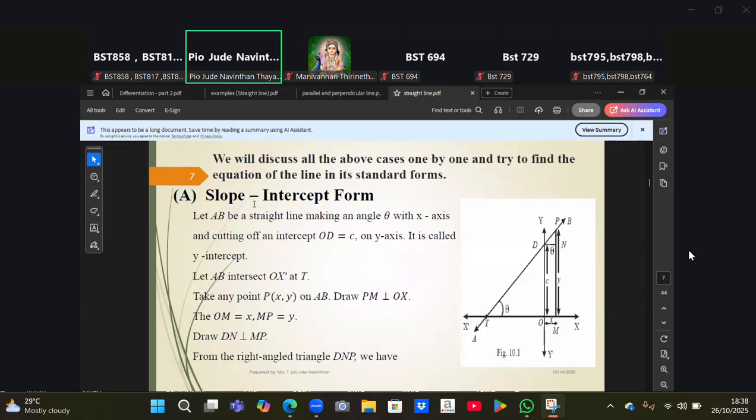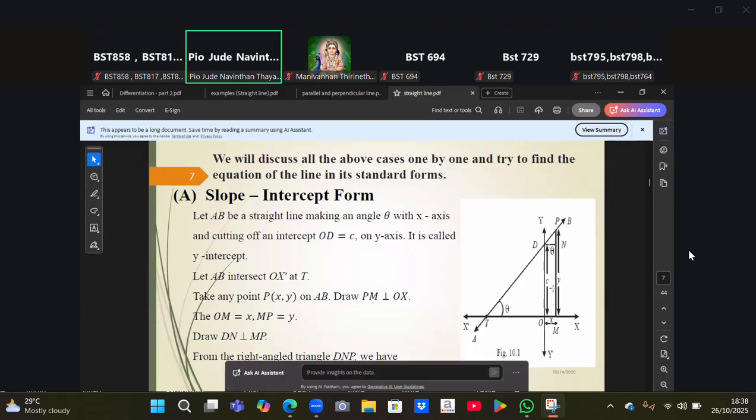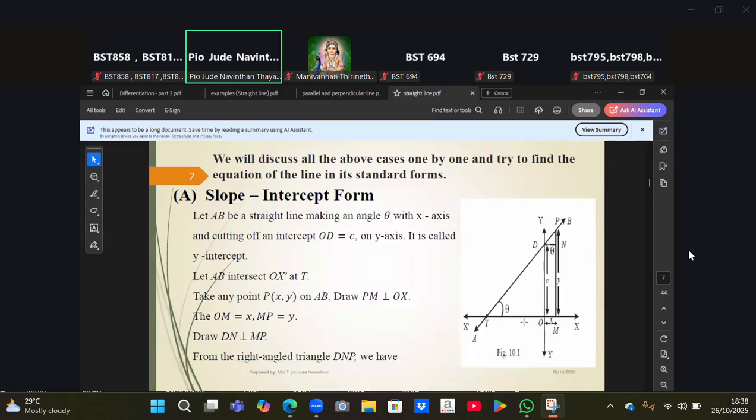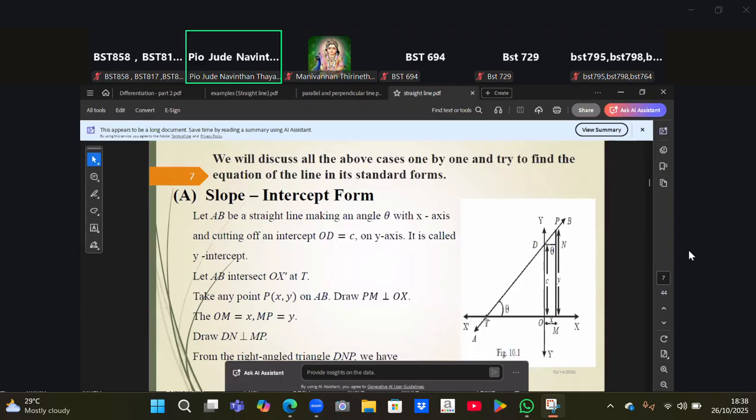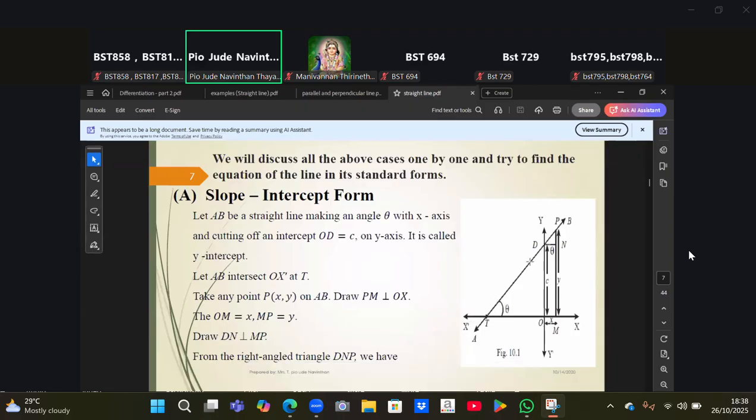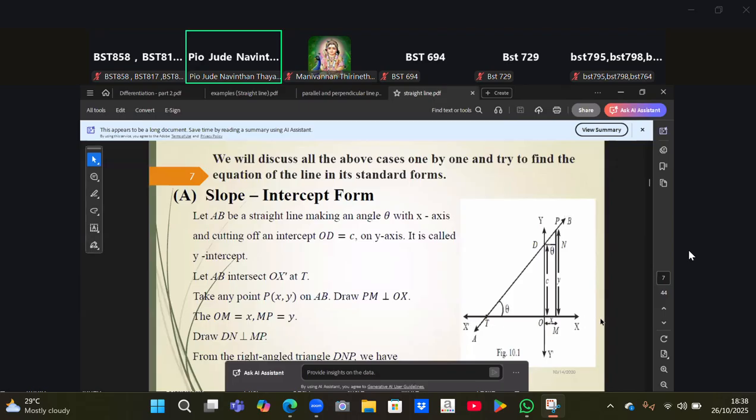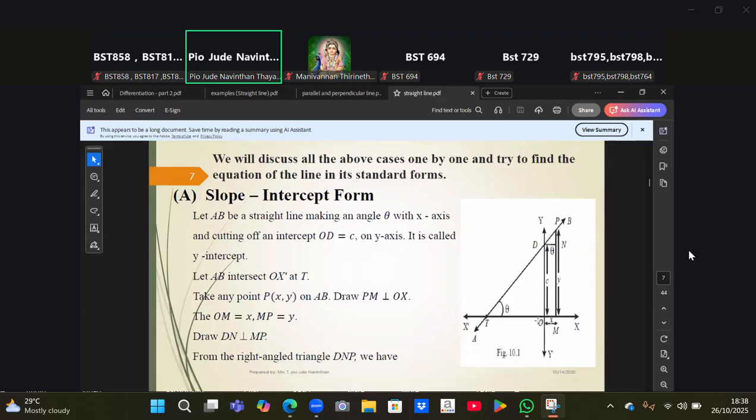The first case is slope intercept form. Intercept means see where the line AB cuts the y-axis. Let us see. You can see here OD is the y-intercept, right? So I can use this figure to explain the x-intercept. X-intercept means where the line meets the x-axis. And here, I see the line AB. So the value of P is the x-intercept.